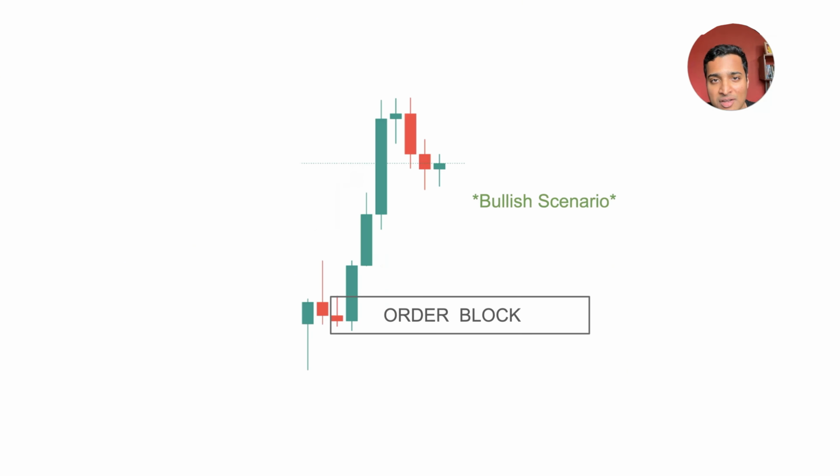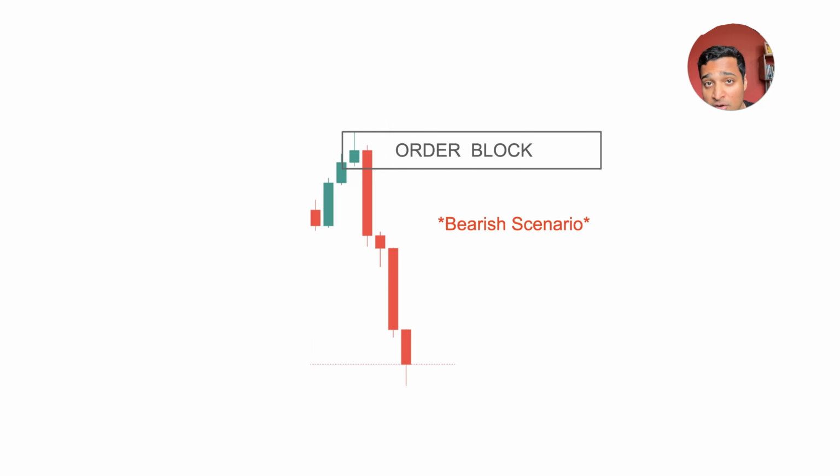Then you mark the high and low of that last candle. So for the bullish scenario, you would draw the box from the top to bottom wick of the red candle. For the bearish scenario, you would draw the order block box from the top wick of the green candle to the bottom wick. However, not all order blocks are equal, and some have a higher probability of winning than others.